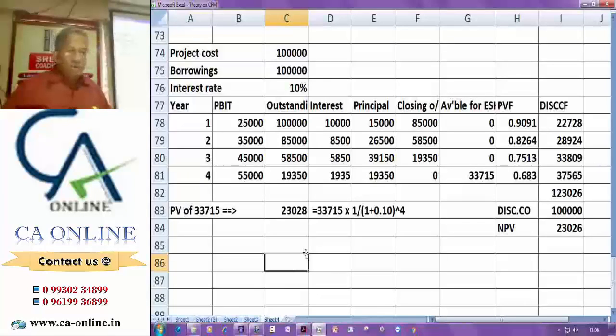Are you understanding? So, when there is no taxation, there is no need to take up depreciation. Taxation is a very important factor to count depreciation. When taxation is not there, depreciation you can ignore. Have you noted?